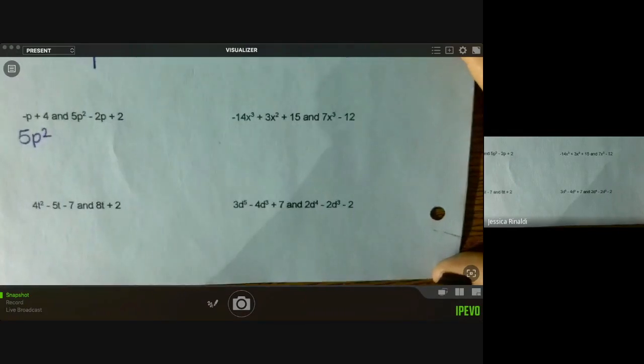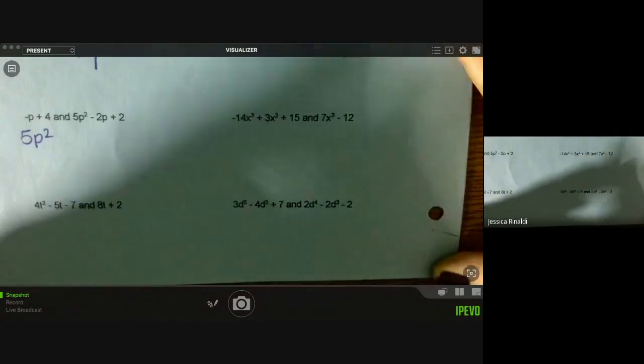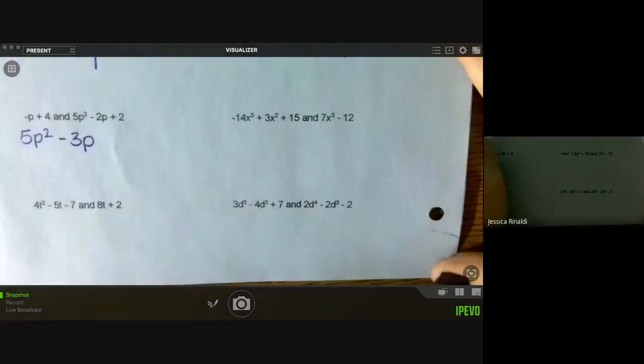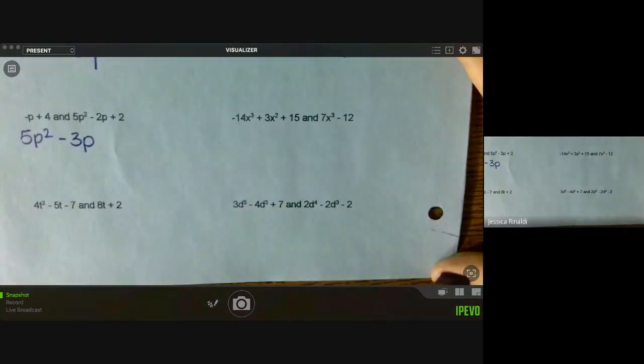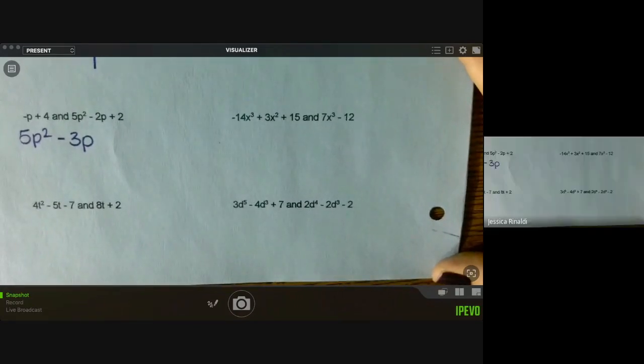Let's see if Rosie gets it. Yep. Rosie put 3. Lily's answer is just a little bit better because she said negative 3p. But Rosie, you're right. You get 3. So minus 3p. And then what are the last two pieces I have to combine here? Oh, yeah. 2 and 4. Yes, Sarah. 2 and 4. So 2 plus 4 is 6.